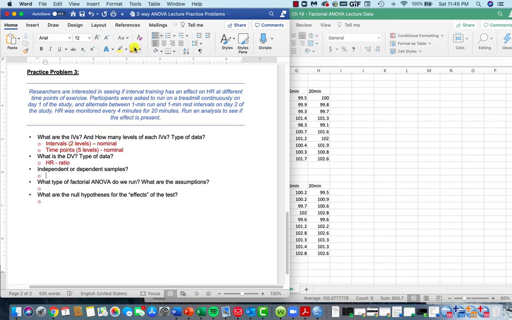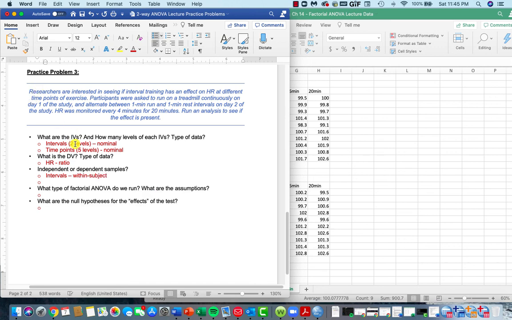So for our intervals, it appears that each person came in to be collected twice. Once on day 1, they did continuous running. On day 2, they did the interval running. So that means we have a within subject design, right? We use the same subjects for each of our groups.